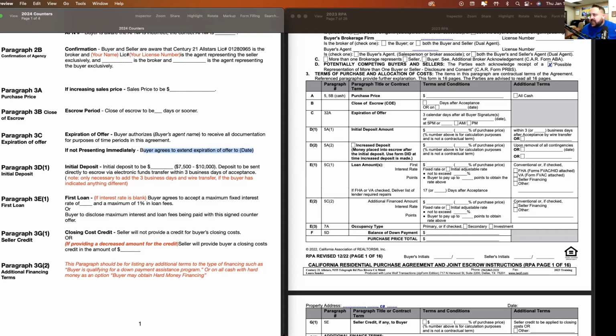So the counter should only address the extension. You only need to do that if it's expired. If it's past the expiration date, that's the only time that you have to put this in the counter. If you've gotten the offer and you're countering it within the 3 business days or within the 3 calendar days, this doesn't need to go in. So in this case, if I'm representing a buyer, then I should just state that on the purchase contract, right? Extended date. Absolutely.